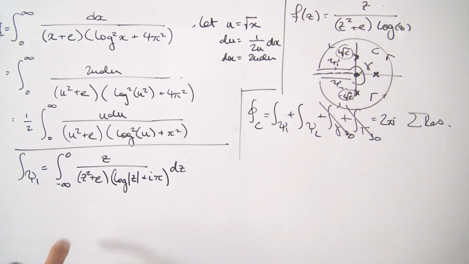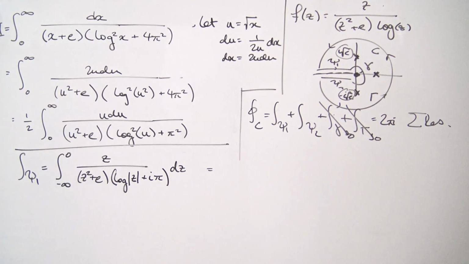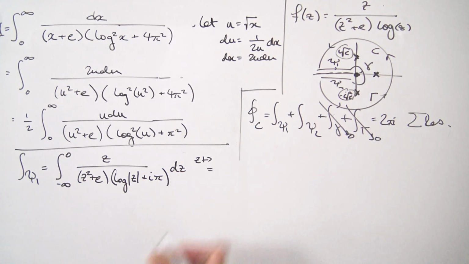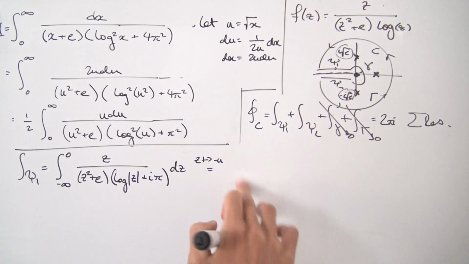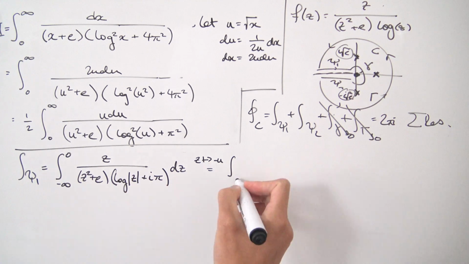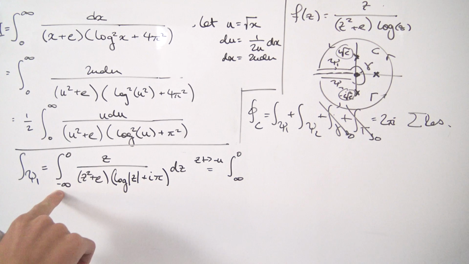So the next thing we could do, let's get rid of this negative infinity by introducing a bit of a remapping. So let's map z to, I don't know, let's say negative u, so it matches the variables over here. So what is that going to give us? It's going to give us the integral from infinity now up to 0. So the bounds, the signs flip.